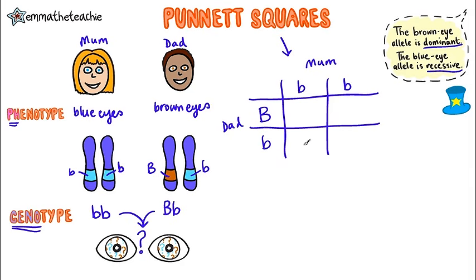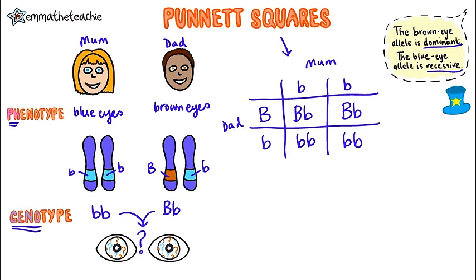Now we work out the combinations by reading down and across. And we get big B, little b. In the next box, we get another big B, little b. Why not pause and see if you can work out the remaining two boxes? In this one, we get little b, and it's the same in the last box. Great, so now we have all the genotypes.